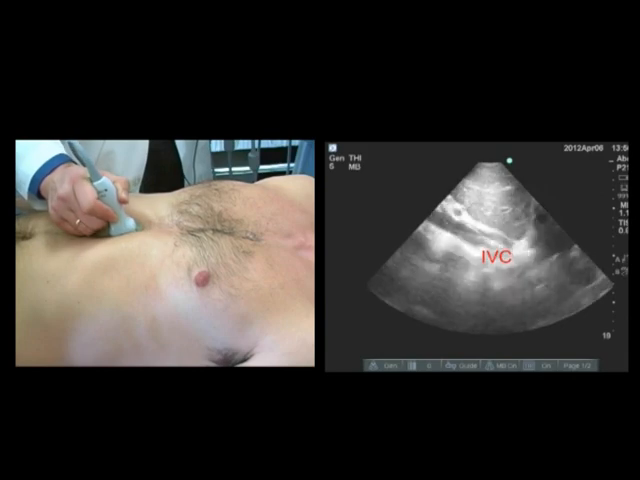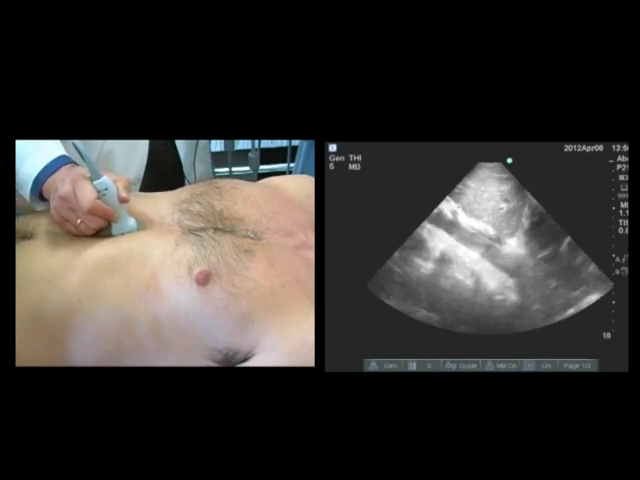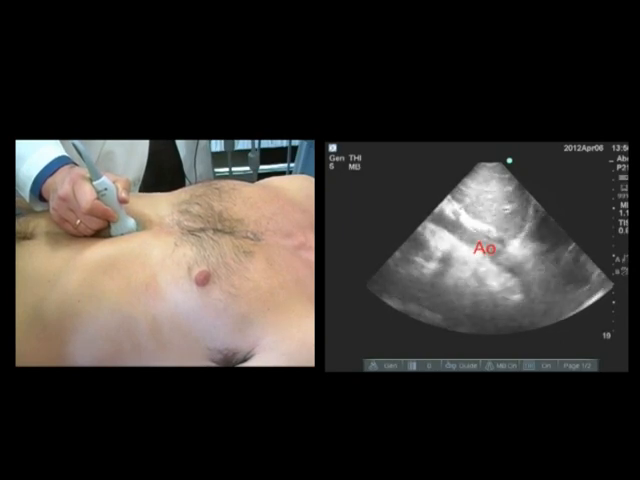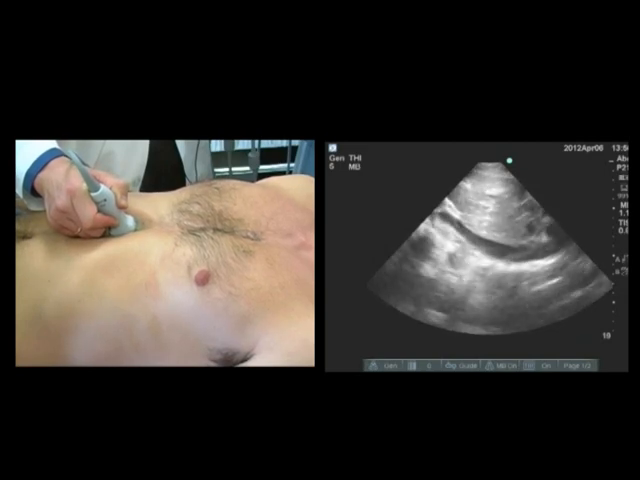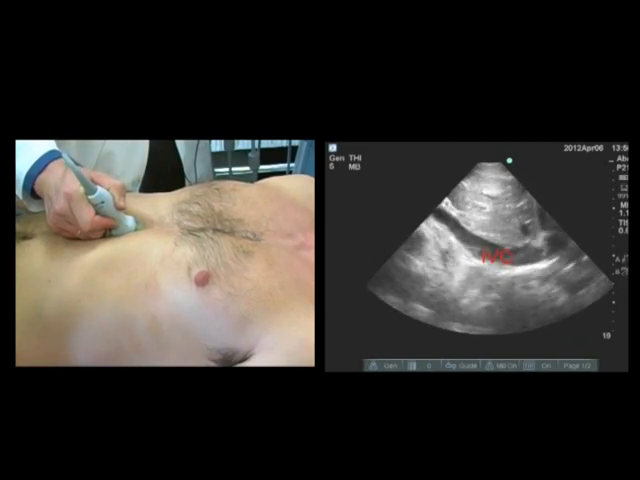If you tilt too far to the left, you can mistake this for the descending thoracic aorta, shown here behind the liver. So ensure that the structure you're visualizing is emptying into the right atrium.